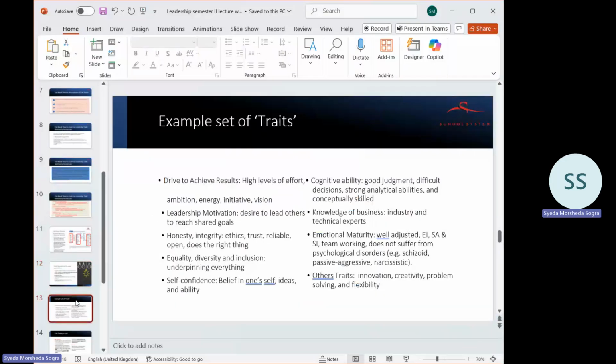If you look into some examples of leadership traits, it would be a summary of commonly observed leadership traits that we see around. It can be ambition and how much initiative they take. It's the honesty, integrity, self-confidence, as well as emotional maturity, creativity, and problem solving. And commitment to equality and inclusion as well. So these traits often appear in leadership selection processes. For instance, many organizations may use personality assessments when they're recruiting for management roles.